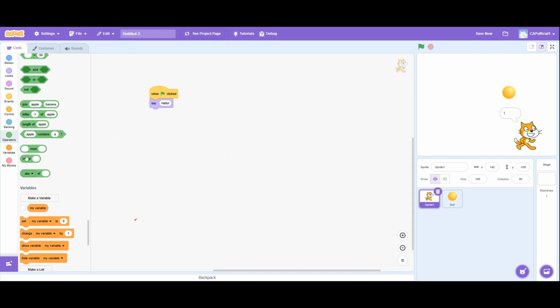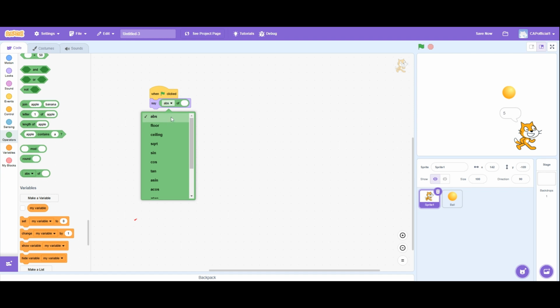Round just rounds off decimal numbers. So say if I did 4.5, it should say, yeah, 5. Now, this is going to be a long one because the drop down section has a lot to cover.